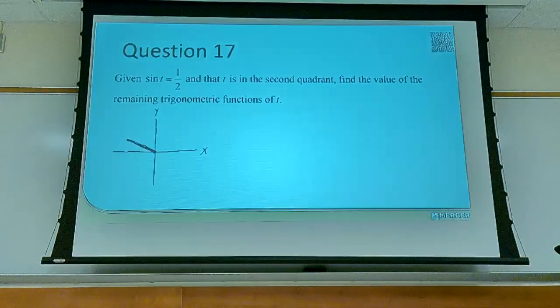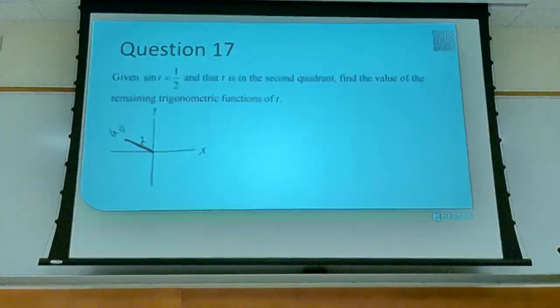Two ways to approach the problem. I could let r be 1, and consider the unit circle. Or, sine of t, how is that defined? y over r. That length is 2. The y coordinate of the point is 1. Find the x coordinate.